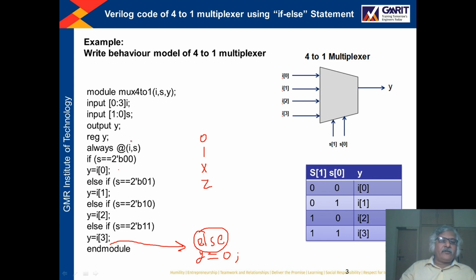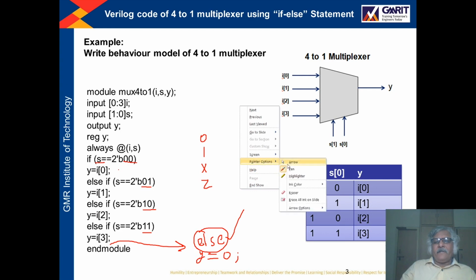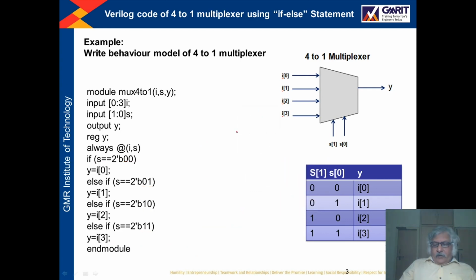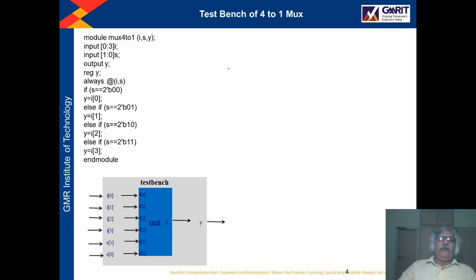In else if we have used the condition S is 0, 0, S is 0, 1, S is 1, 0 and S is 1, 1. Apart from these conditions, all remaining conditions will be covered by this else. So here we can use if else, then 0 I am assigning to Y, right? So in this way also we can model it, right? Okay, right. Now we will see the test bench of 4 to 1 mux.